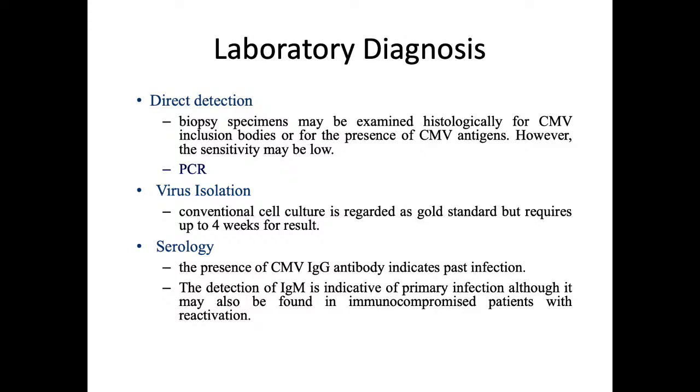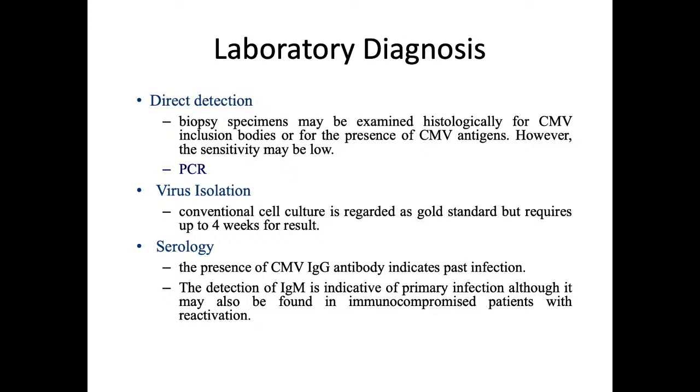Laboratory diagnosis: so how do we do it? We can use serology to detect. Serology means that we detect antibodies in the serum of the patient. IgM indicates recent infection, and IgG is past infection. We also can use PCR.